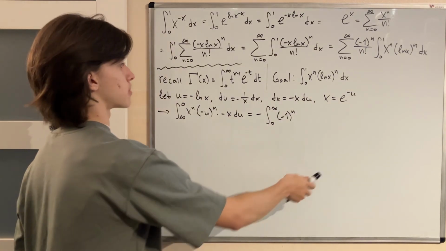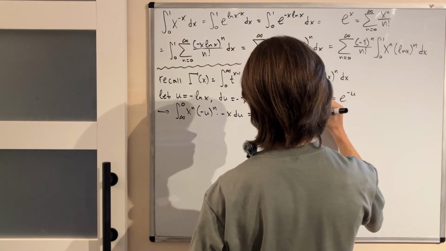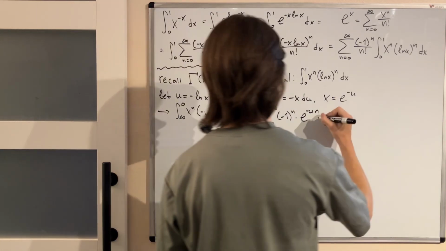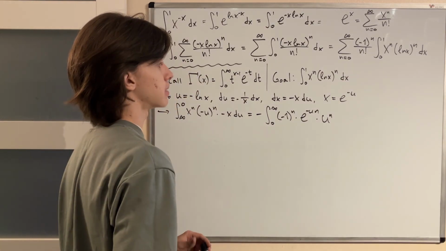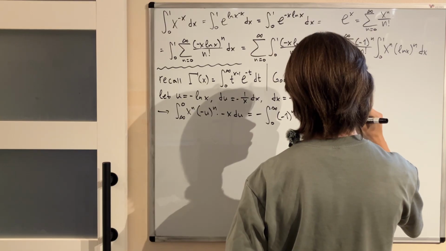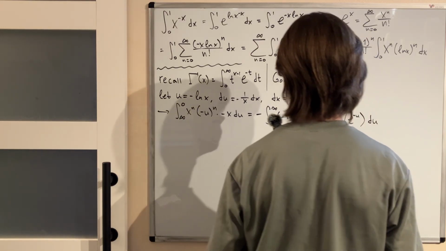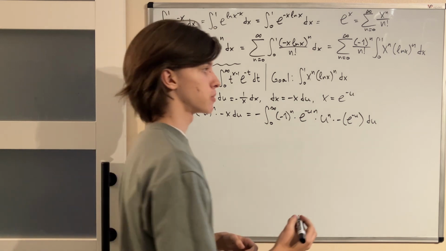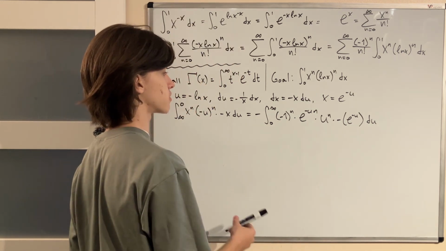And then we can make our substitutions with x and get that this is times e to the negative u n, and then times u to the n, and then the negative x just becomes negative e to the u times negative all of this e to the negative u, and this is all in du. We can continue our simplification a bit. Notice there's a negative outside and a negative inside, so those just cancel each other out.